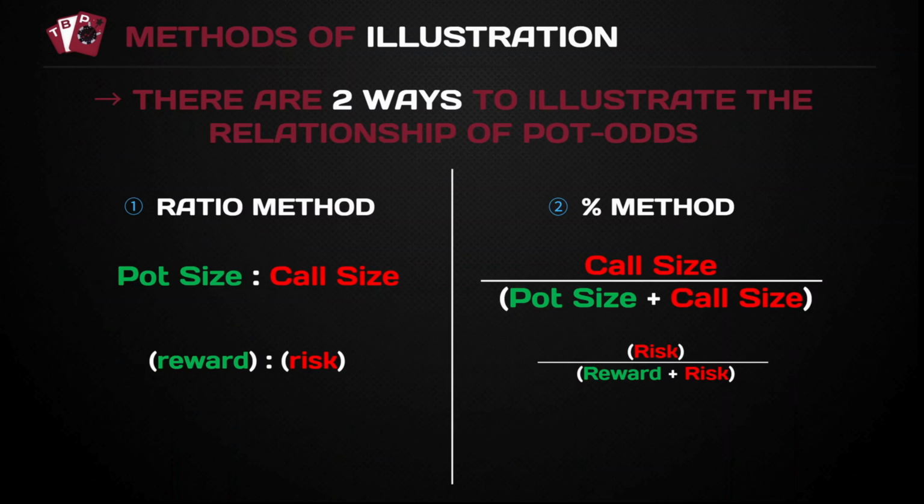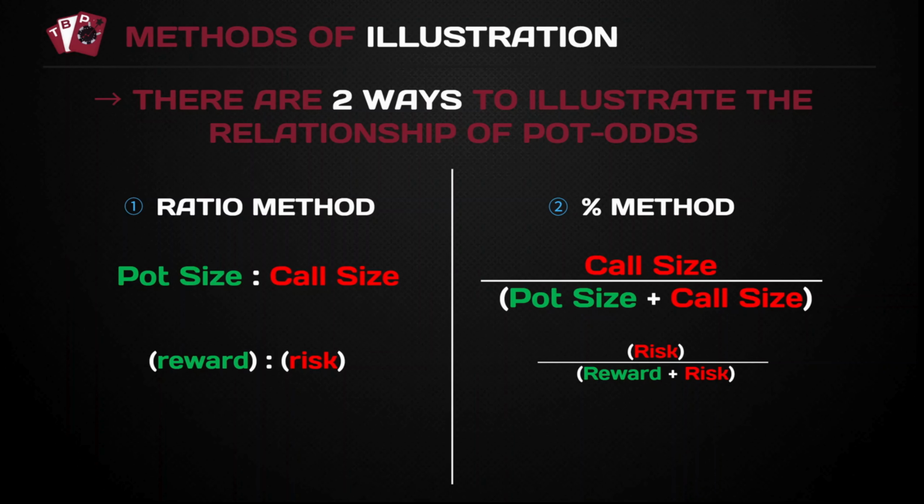On this slide, we see two ways to illustrate the relationship of pot odds as outlined before. These methods are denoted here. Under 1 on the left side, ratio method, and under 2 on the right side, percentage method. Let's begin with the ratio method.